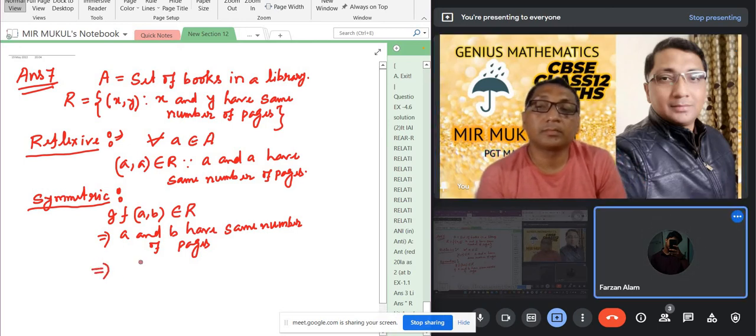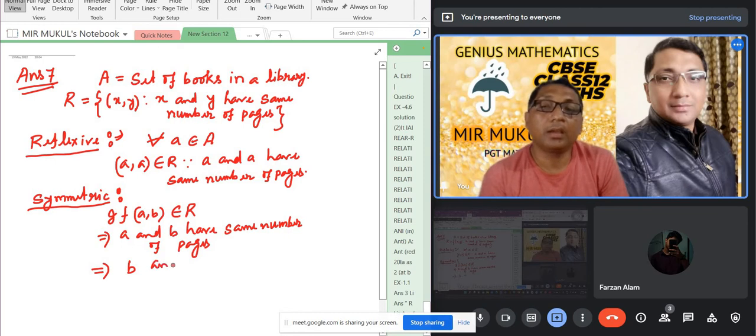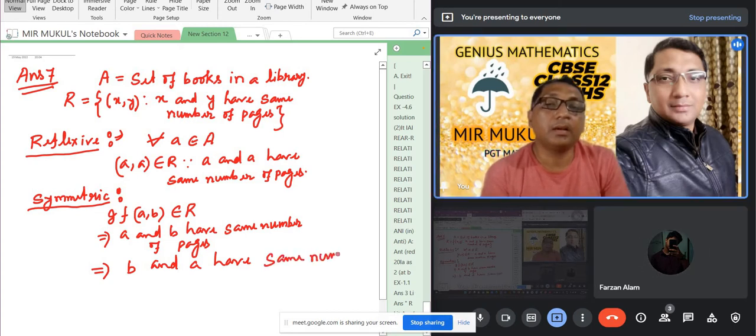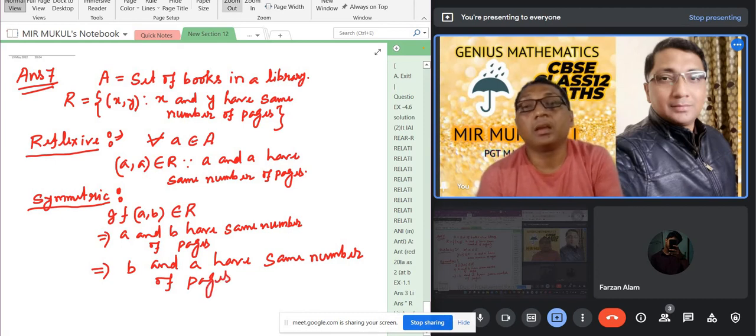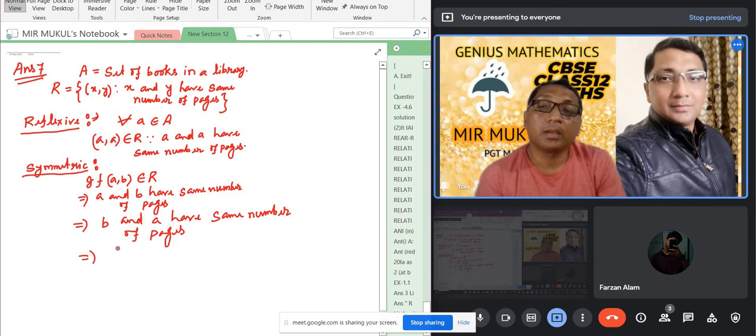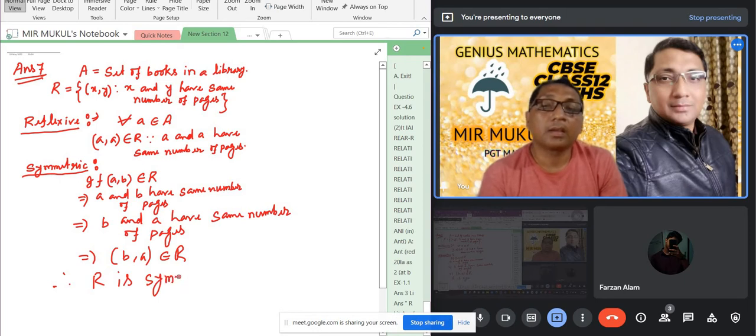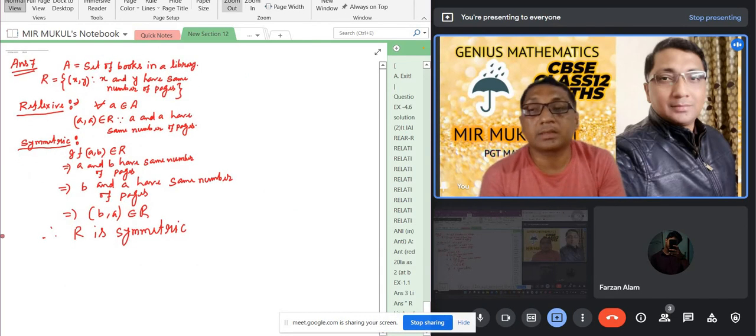Yes, sir. B and A have the same number of pages. It means (b, a) also belongs to R. So therefore you can say that R is symmetric. Now last, transitive.